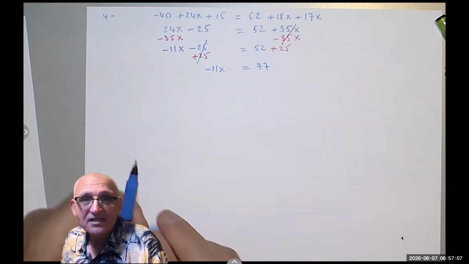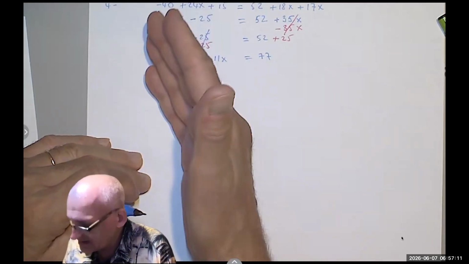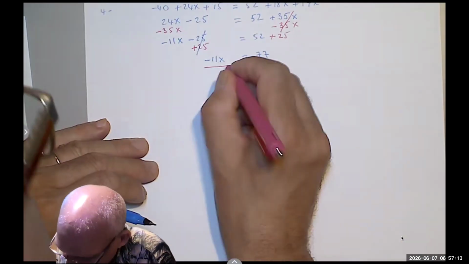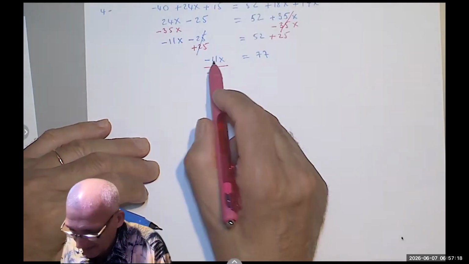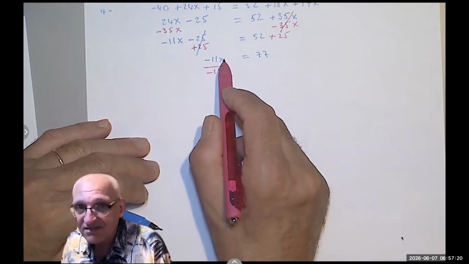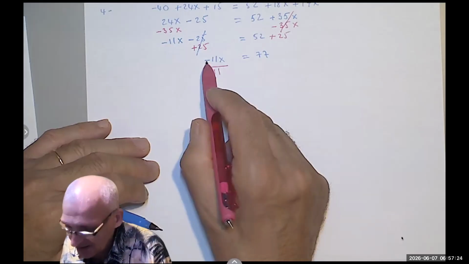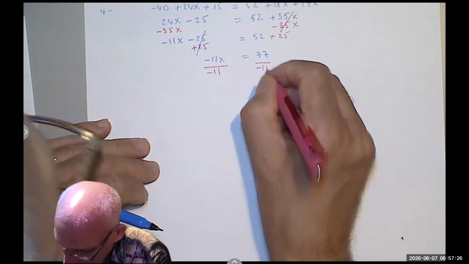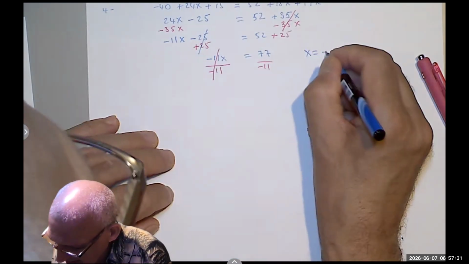And finally, because I want x by itself and x is multiplied by something, I divide by the same thing. Again, opposite of multiplication is division. So if it's multiplied by x, remember there is nothing between them, so it's a multiplication. And then I divide by the same number. And I get x equals negative 7.